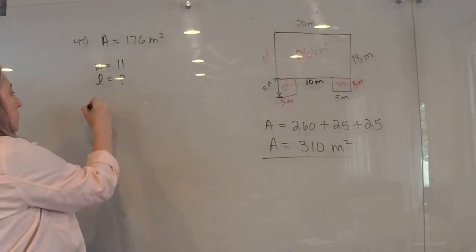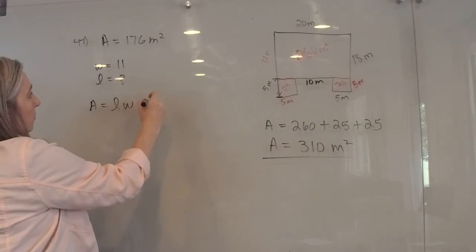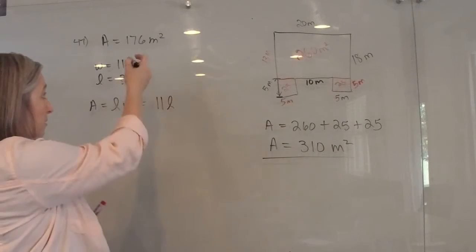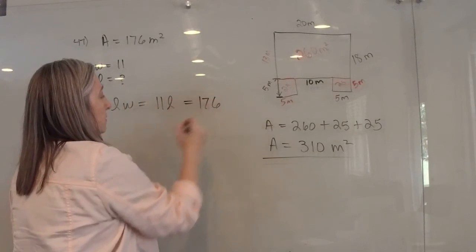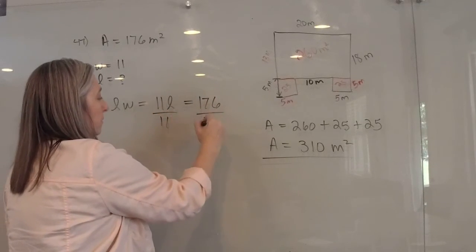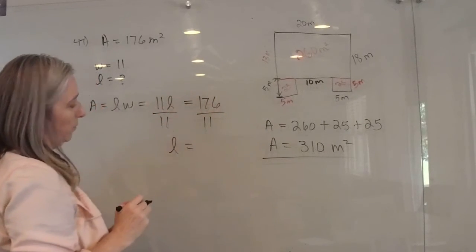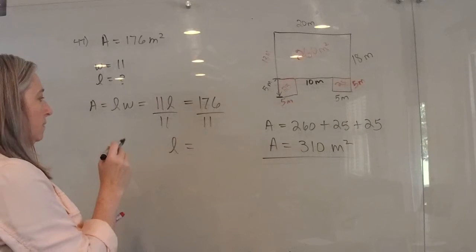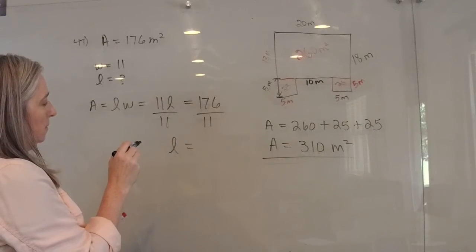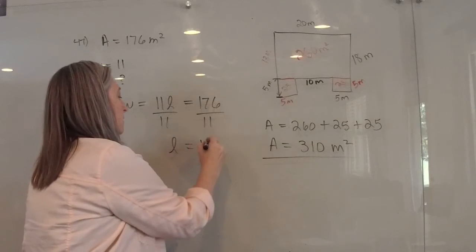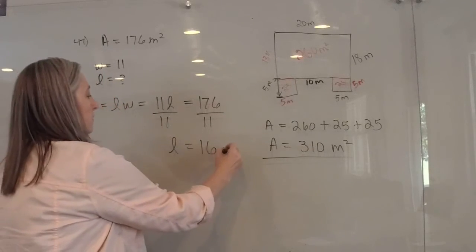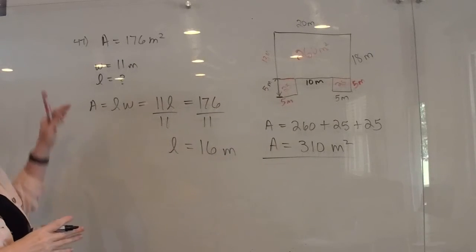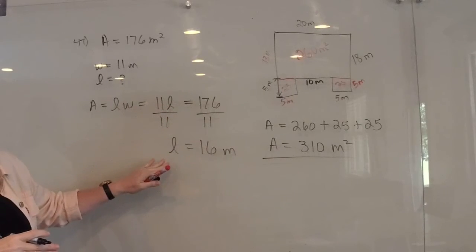So the area has to be the length times the width. So I know that it's 11 times the length. And that has to be equal to what they told me the area was, 176. So all I need to do is divide by 11. So let's see, what would that be? It would be 16, I think. So, yeah, so it's 16. The length should be 16. And that's in meters. So if you're given the area and not one of the sides, then you just need to fill in what you know and solve for that one that you don't know.